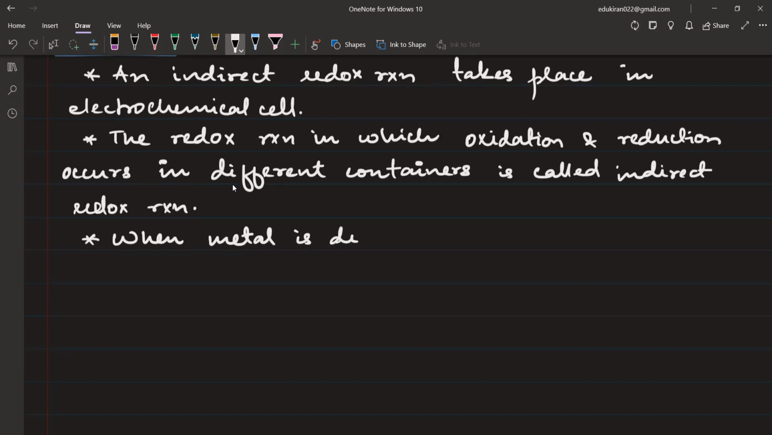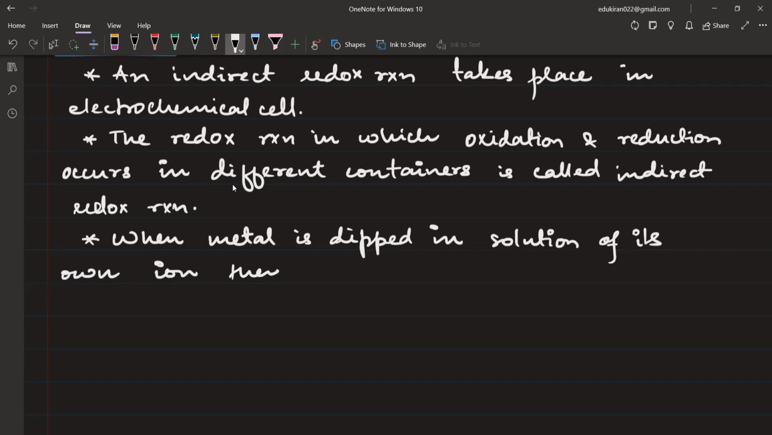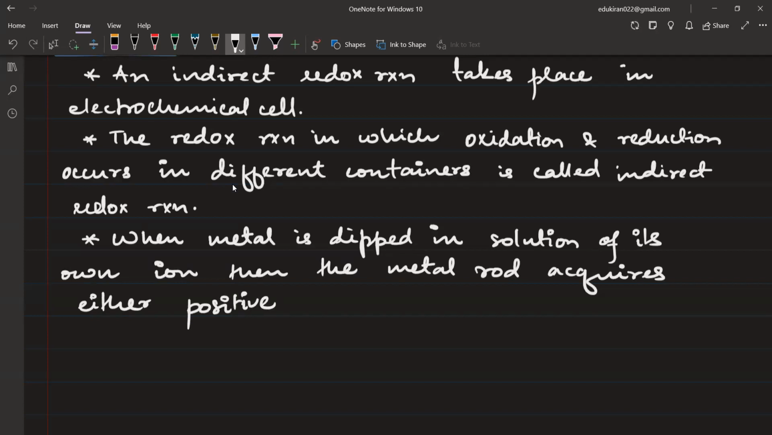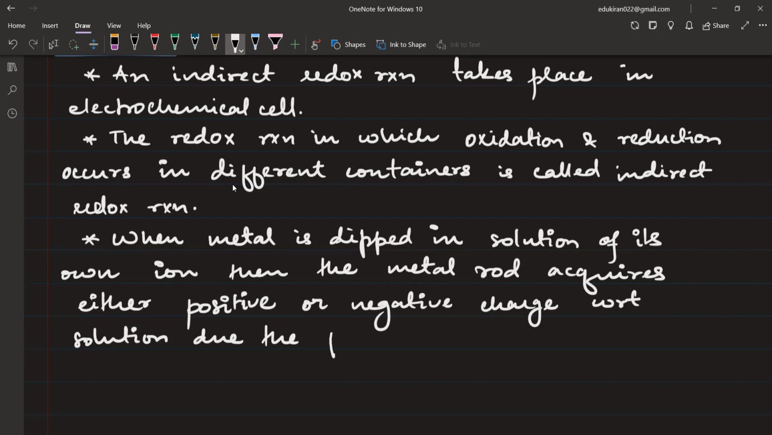When a metal is dipped in a solution of its own ion, then the metal rod acquires either a positive or negative charge with respect to the solution. Due to the following reason. Okay.